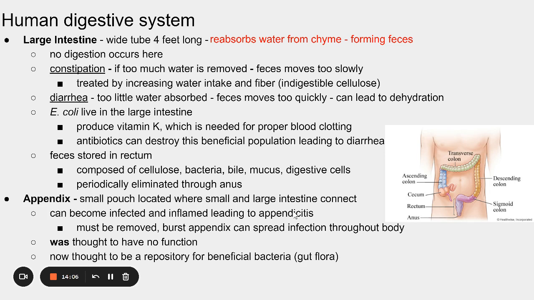So feces makes its way through the large intestine into the colon, and then it's eliminated through the rectum. And that's basically just a mixture of cells that are from our intestine, bacteria, bile, mucus, and undigested material. That's what feces really is.